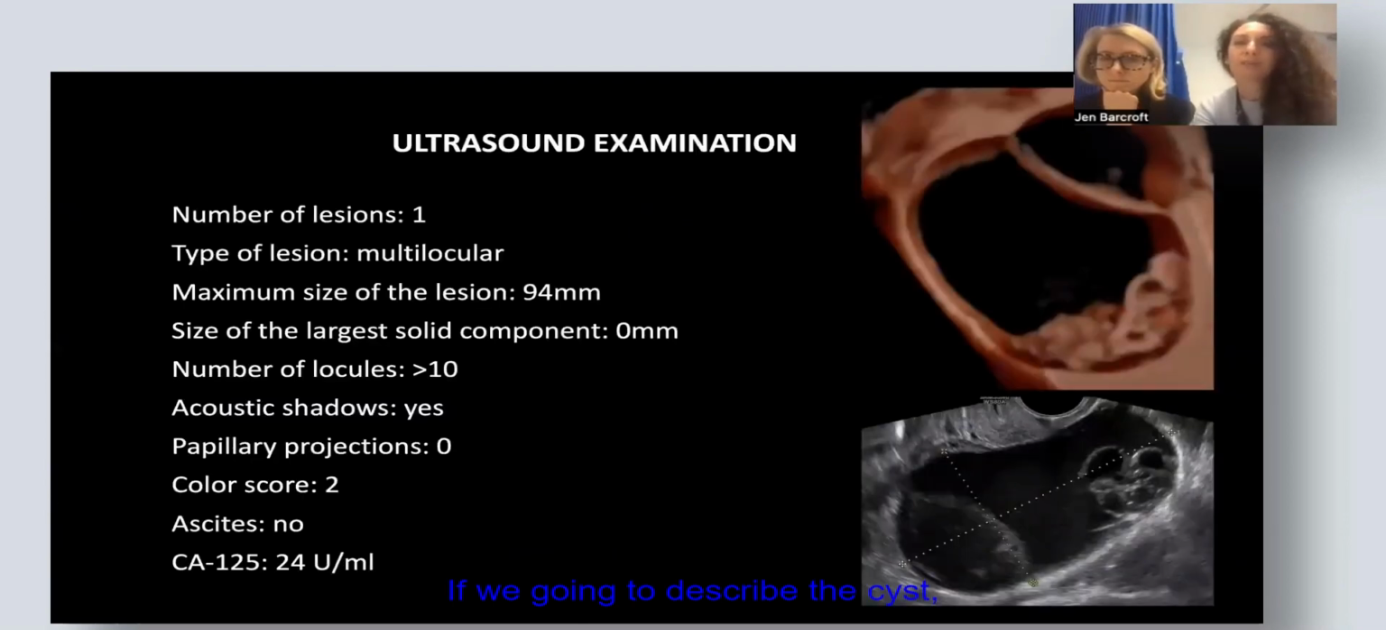If we go to describe the cyst, it was a multilocular lesion, 94 millimeter in the largest diameter, no solid component, more than 10 locules, a minimal acoustic shadow, no papillary projection, we have said no solid component, just a minimal vascularization in some septa, so color score 2, no ascites, and serum CA125 was measured and was 24 kilounit per liter.